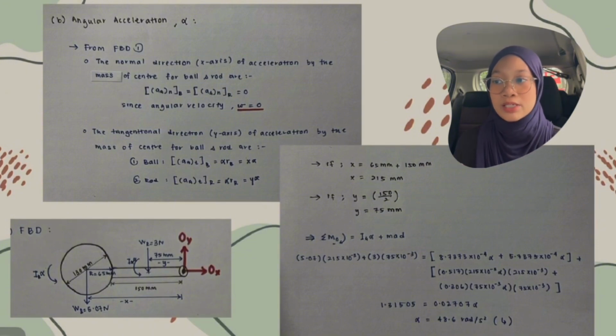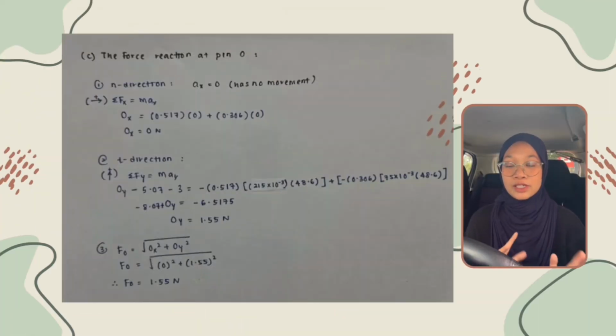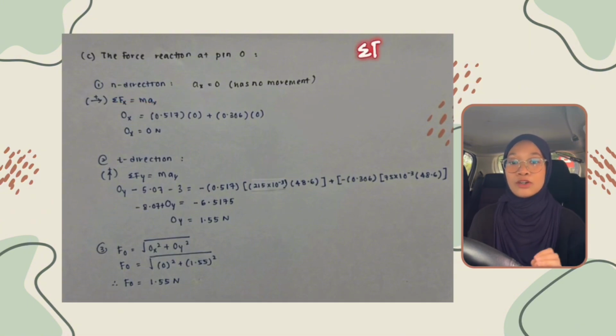So the acceleration is based on the tangential direction just now, and we just multiply, and then we get the answer for angular acceleration, which is 48.6 radian per second square. Lastly, for the force reaction at pin O, by applying total F equals MA for each n and t direction. Firstly, for the n direction, we know that there is no angular acceleration acting on the point O, so the OX is equal to 0 Newton.